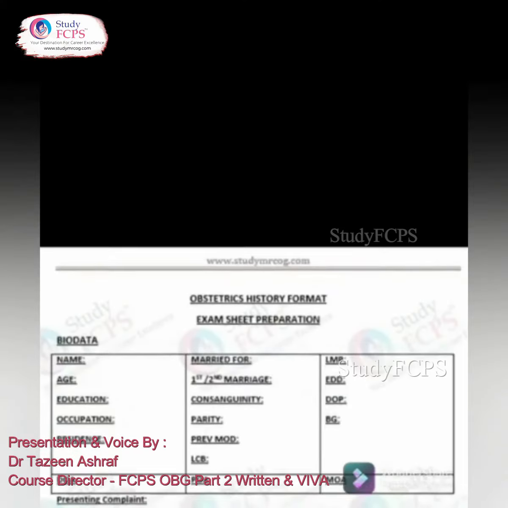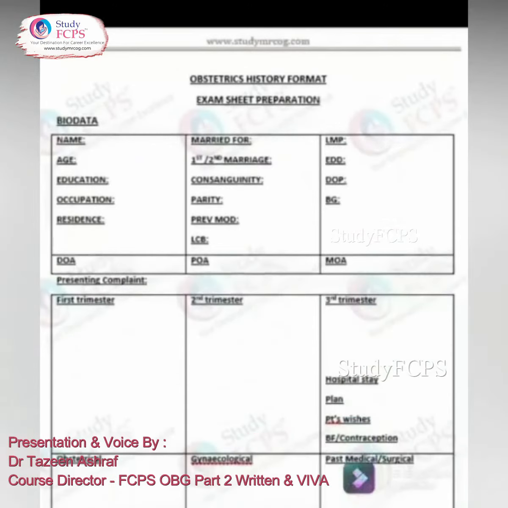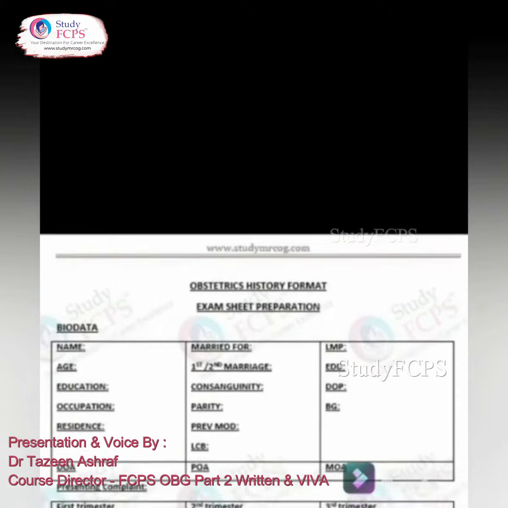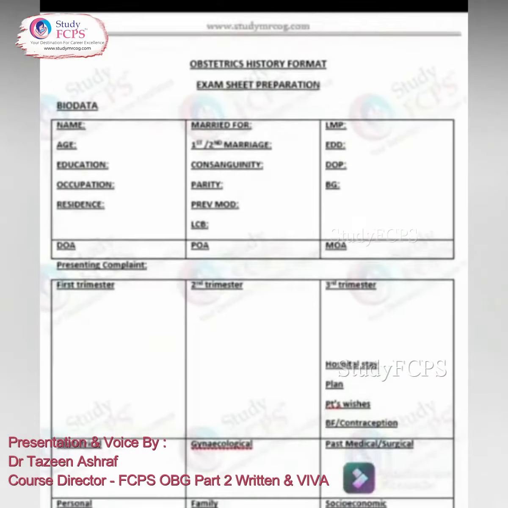I am Dr. Tazeen, and in this short video we will be discussing the exam sheet preparation. So in an OPS case, you can divide your biodata into 3 columns. In the first column, you will be collecting information regarding name, age, education, occupation and residence of the patient.